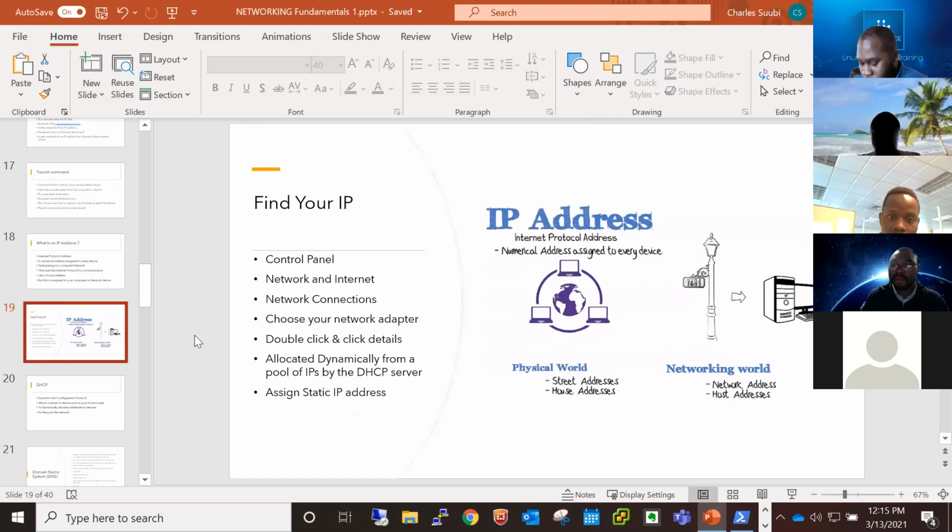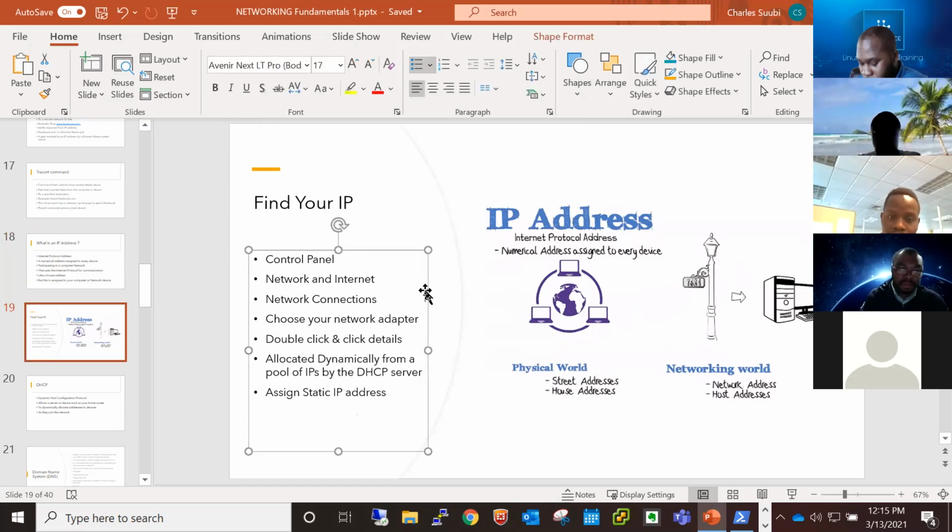Yes. All right. So I gave an example here. I just put it for you guys in a pic so that you can understand what I was talking about. So in the physical world, you have street addresses and you have house addresses.